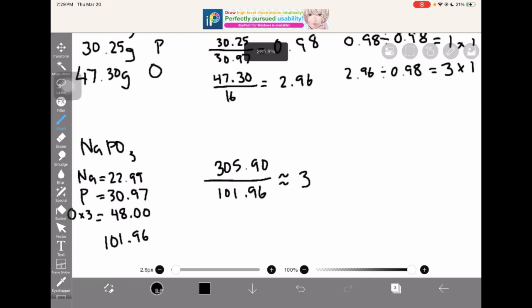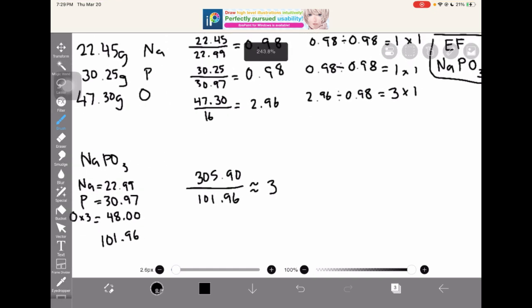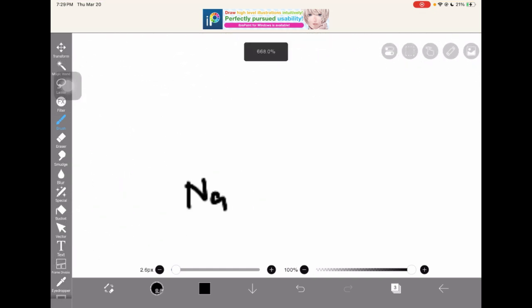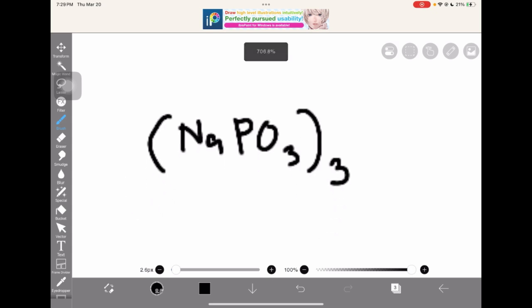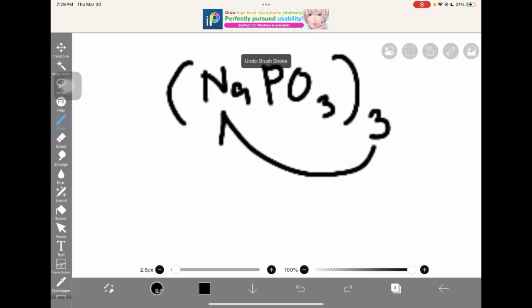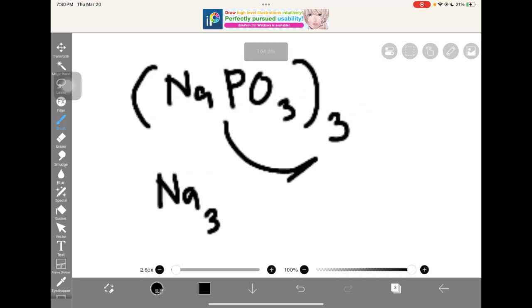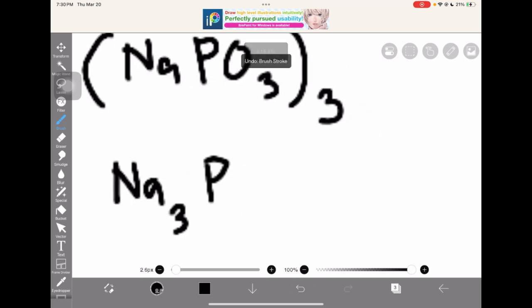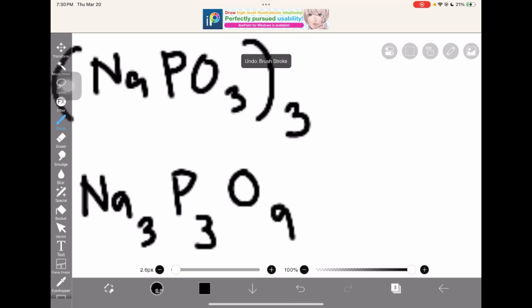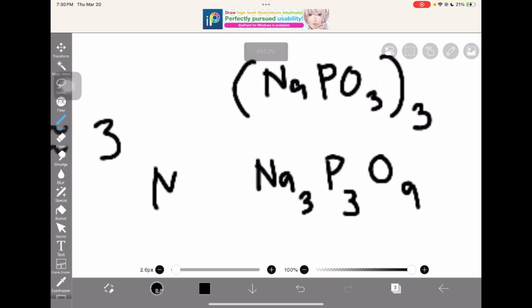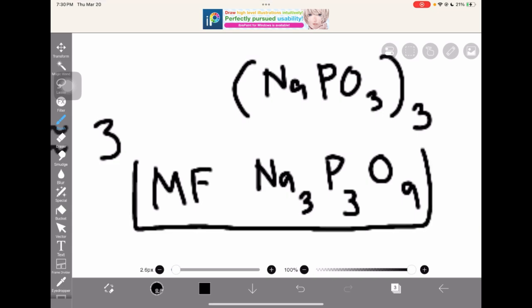basically 3, and then we just multiply. NaPO3 bracket 3, so that's 3 times Na, so that's just Na3, P times 3, that's P3, and O3 times 3 is just O9. And there you go, that's your molecular formula.